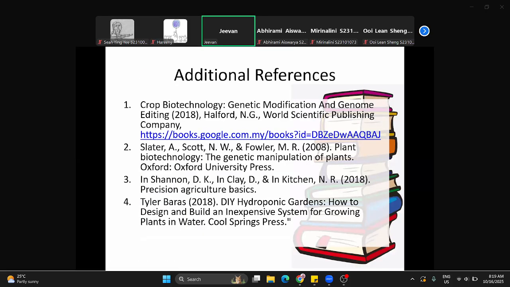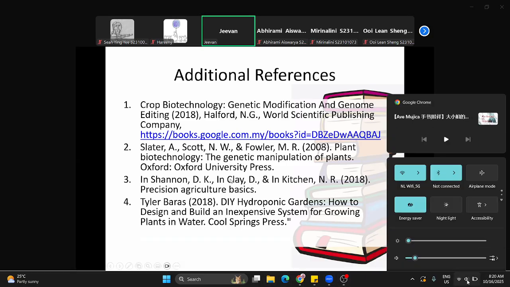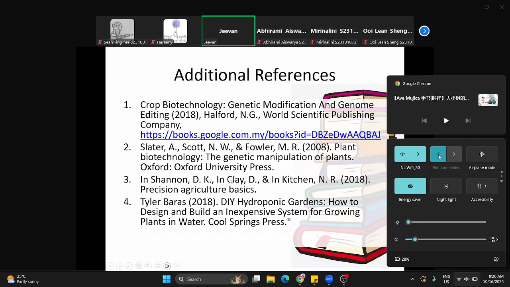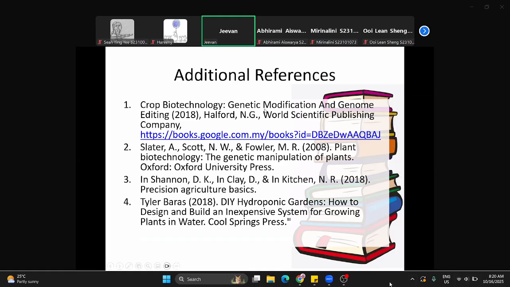And throughout the crop biotechnology course, of course, I will be sharing with you the important topics as the skeleton for what you need to know. But most importantly, there are many additional references which our topics will be drawn from. Citing that, number one is Crop Biotechnology, Genetic Modification, and Genome Editing, published in 2018. The book is also online.